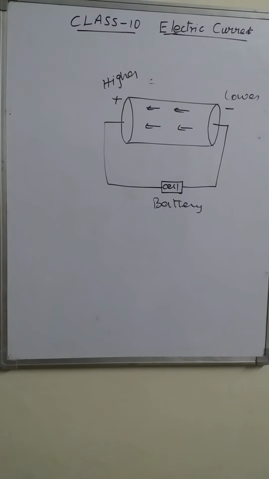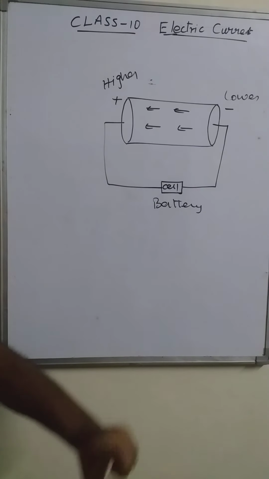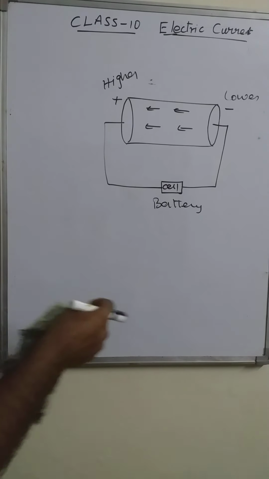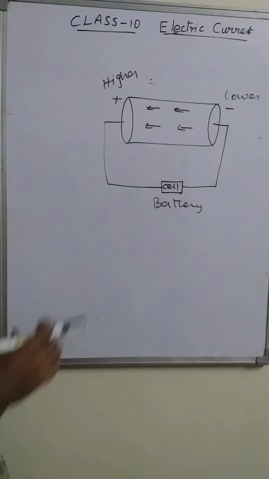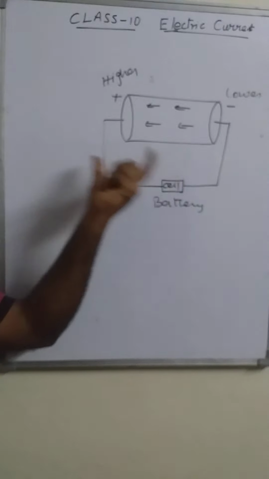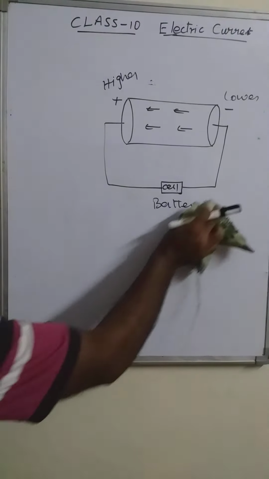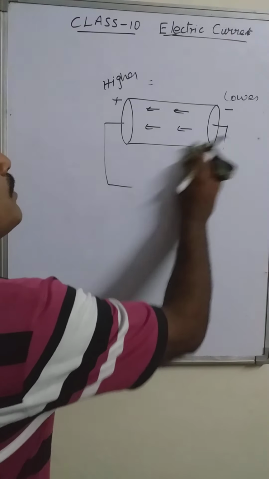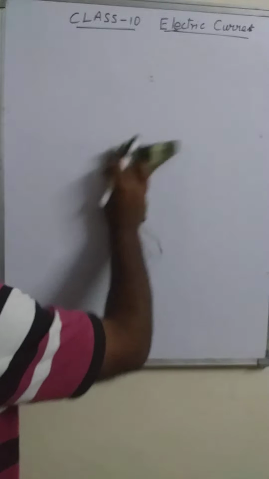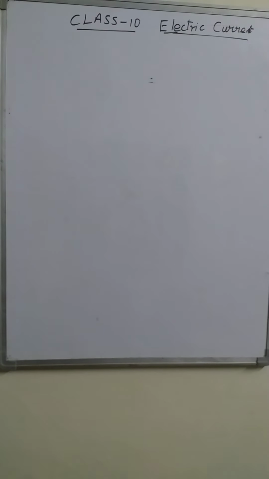Now, due to the potential difference, the electric current flows through the conductor. That potential difference is to be measured. How much potential difference is developed? That means how much work is done by the source. That potential difference is measured by a device, just like we were measuring the amount of current flowing through a conductor by a device, a meter.